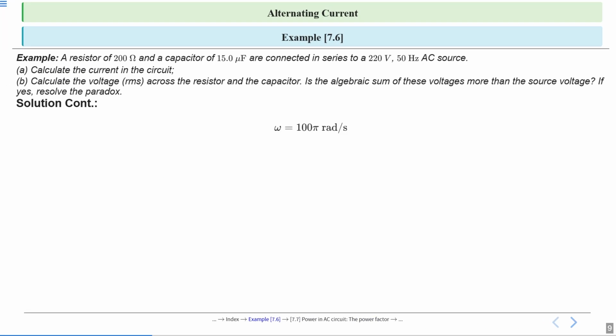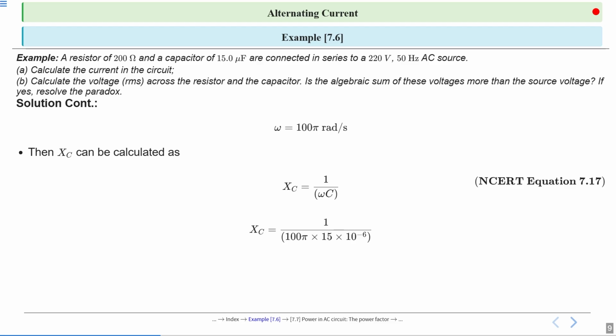Now omega is 100 pi radian per second. To calculate the XC, this capacitive reactance XC will be equal to 1 by omega C. Omega is 100 pi radian per second, C is 15 microfarad. This expression is according to NCERT equation 7.17. So XC will be equal to 1 upon omega 100 pi, C 15 into 10 to the power minus 7, since 15 microfarad, micro is 10 to the power minus 6. So XC will be equal to 10 to the power 4 upon 3.14 into 15, which is equal to 212 ohm.